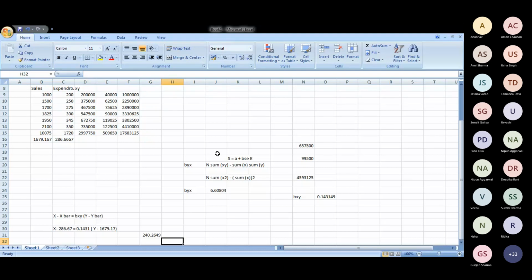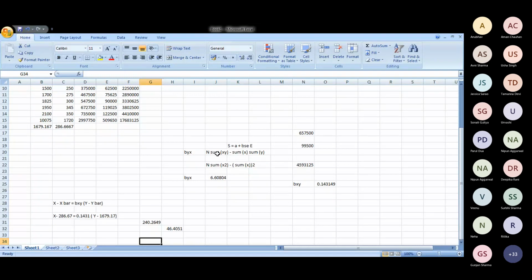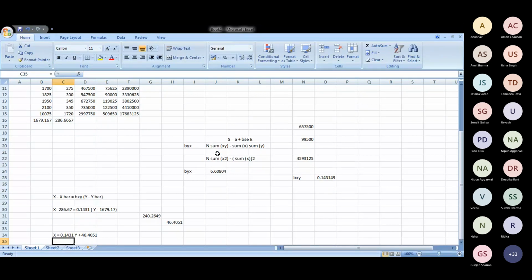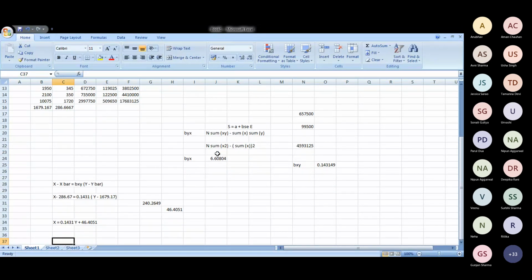286.67 in the plus and minus 240.2649. So the net equation becomes x is equal to 0.1431 y plus 46.4051. So this becomes a regression equation of x on y, where the coefficient of y is called as bxy and the constant is intercept.